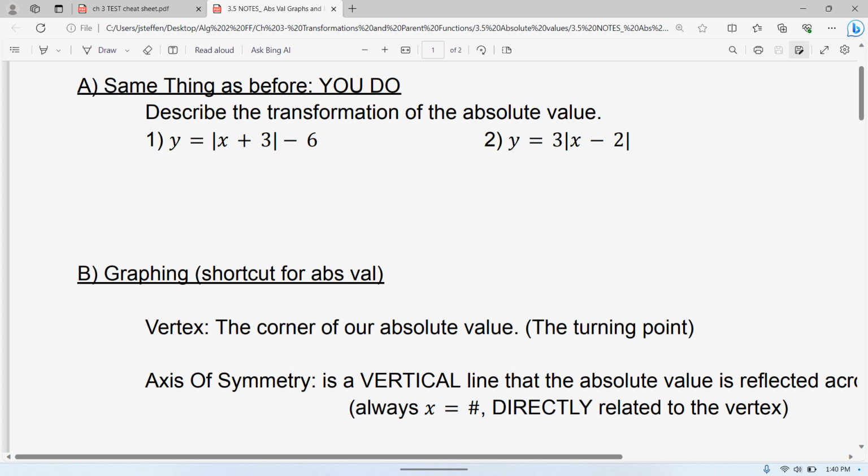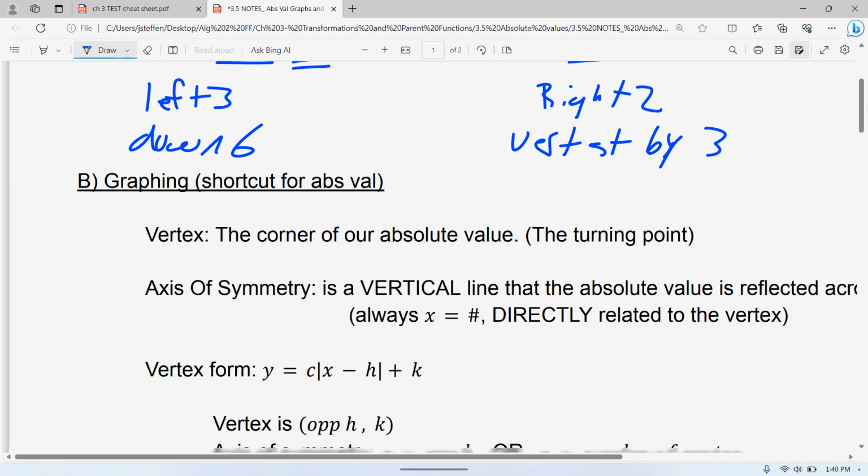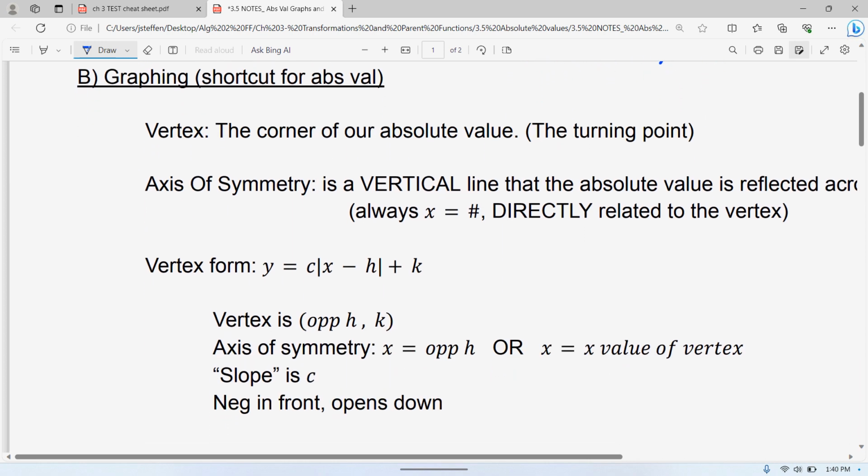Pluses inside your parentheses or your absolute value or your square root, that means you go to the left 3. Minus 6 means down 6. Number 2, inside parentheses, that means you go to the right 2. Then outside your parentheses, your multiplying is a vertical stretch by a factor of 3. So all that stuff is still the exact same. None of that stuff actually changes.